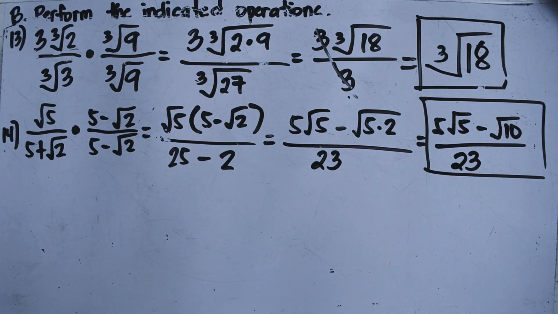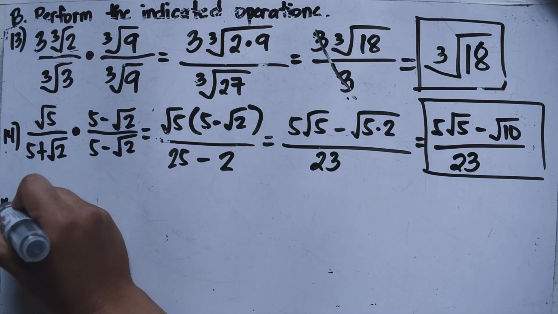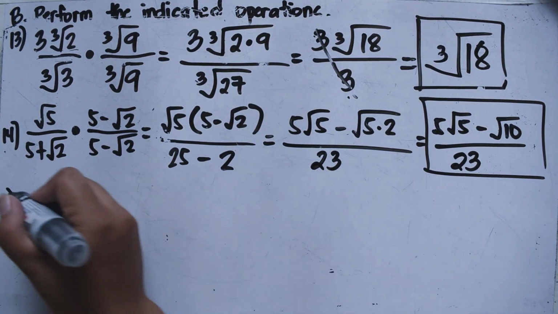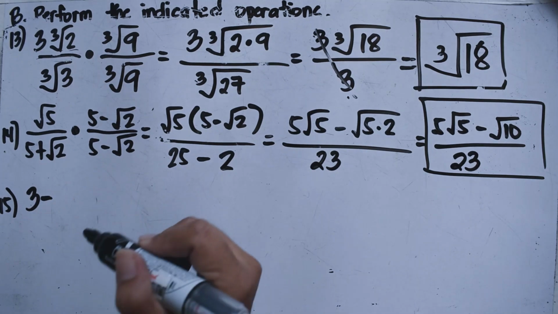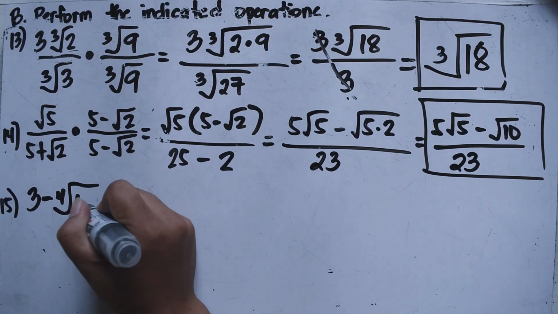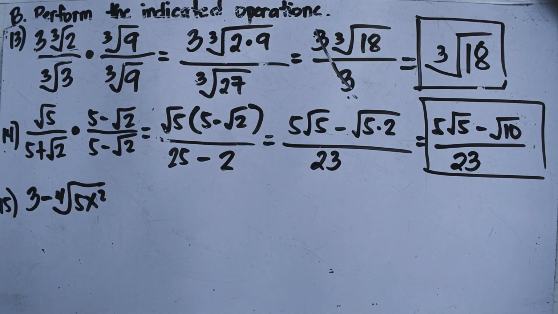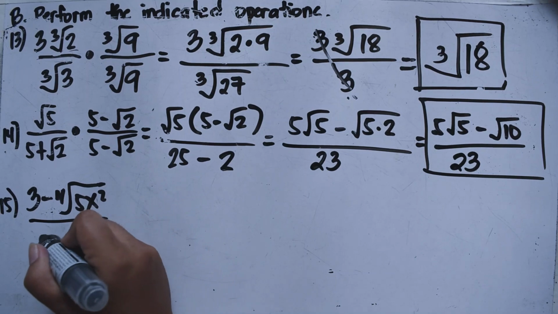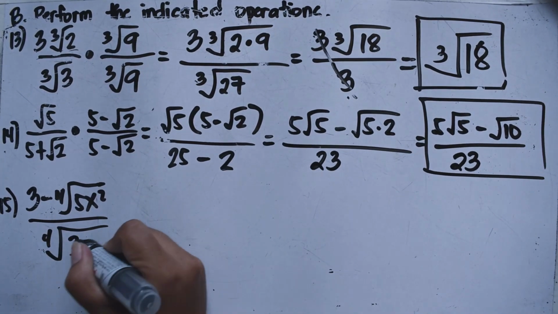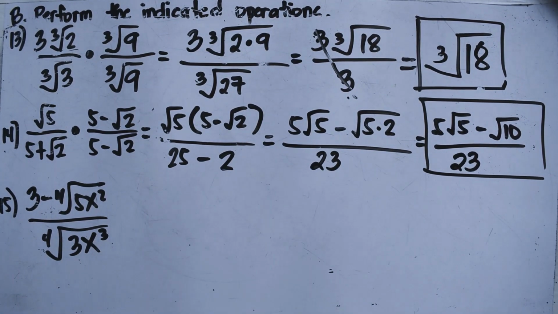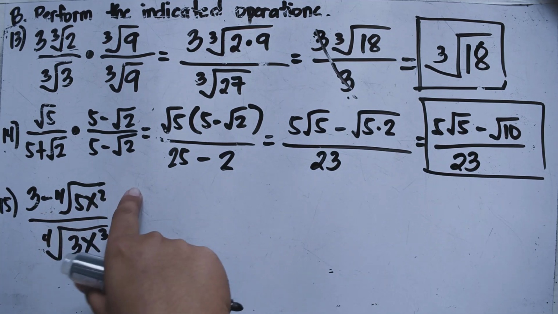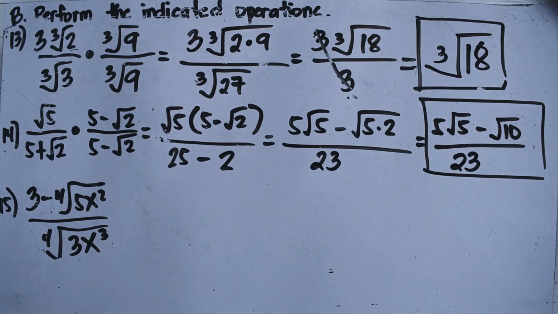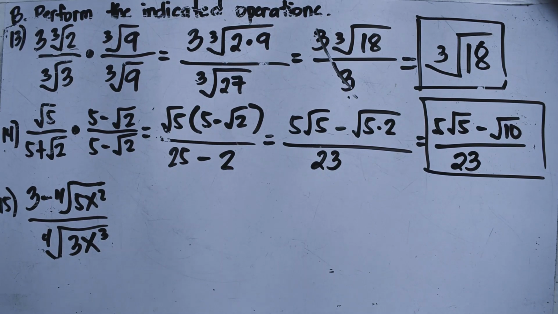Isang number na lang. Let's now proceed with the last number, number 15 na po tayo. So, given natin si number 15, we have 3 minus 4th root of 5x squared all over 4th root of 3x cubed. Double check ko lang kasi masyadong malayo yung aking module, hindi ko makita yung given. So, yan po yung given natin sa last number 15.